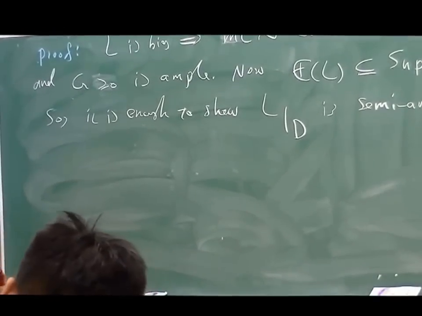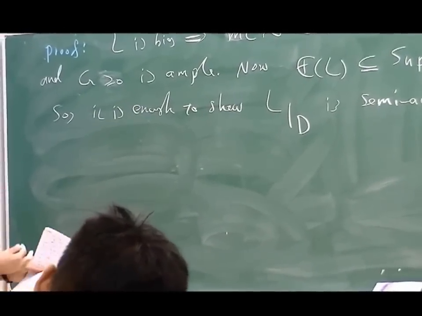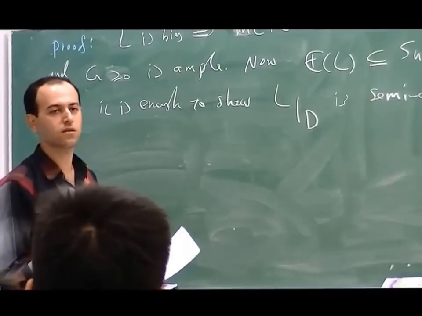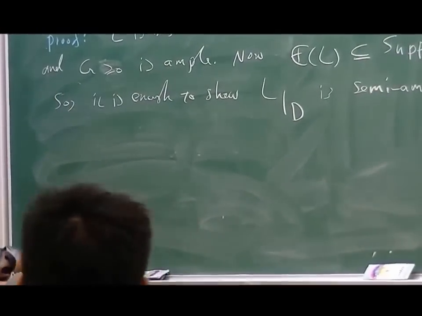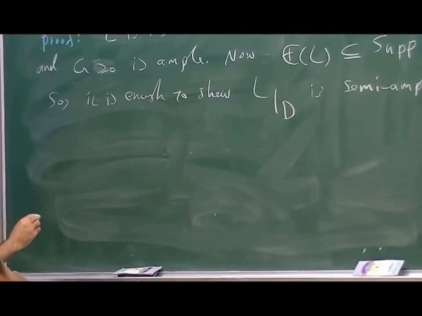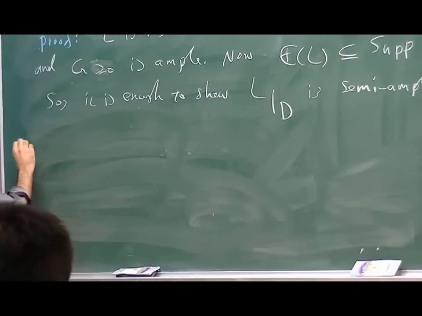Okay, so let's see how we can show that this is semi-ample. And this is where these tricks and techniques of the minimal model program come into the picture. And this is actually very similar to what I discussed in the previous lecture for surfaces.